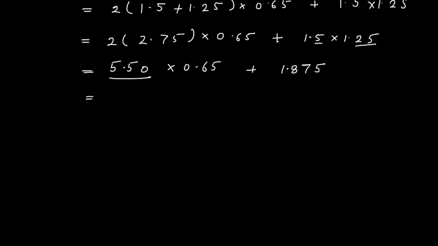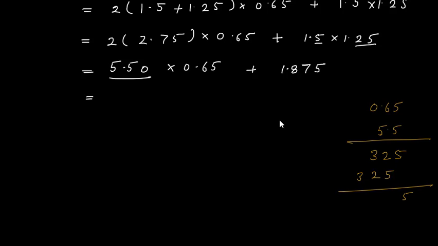Now I have to multiply this 5.5 with 0.65. So you can do some rough calculation. 0.65 you have to multiply by 5.5. So by ignoring decimal, 5 5s are 25, 5 6 are 30, 30 plus 2, 32. With this 5 also, I will get 325.